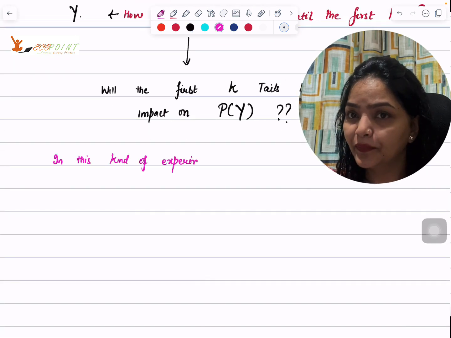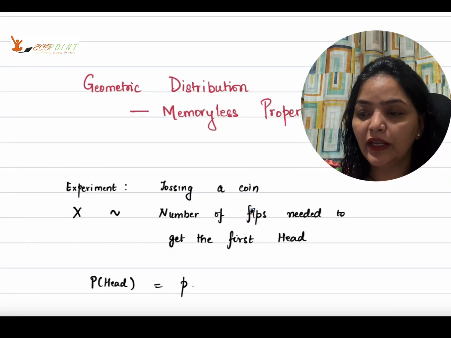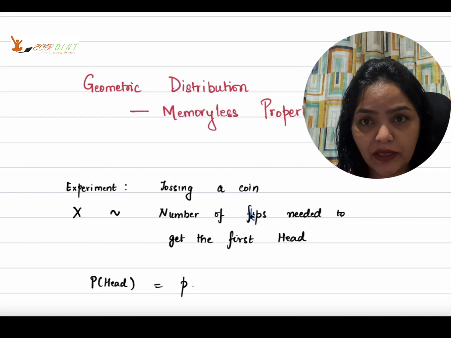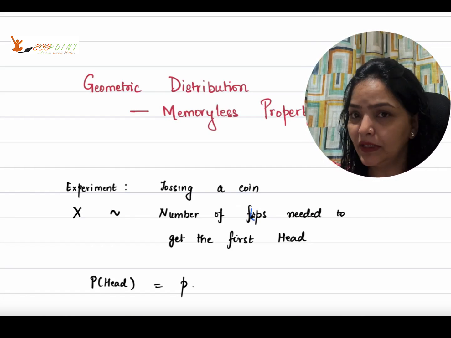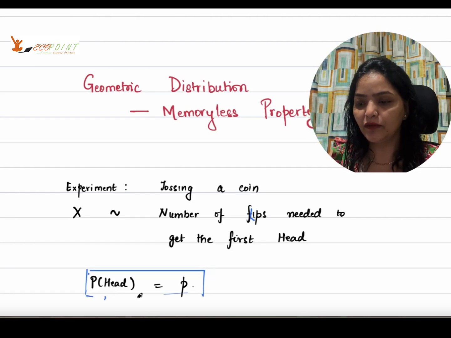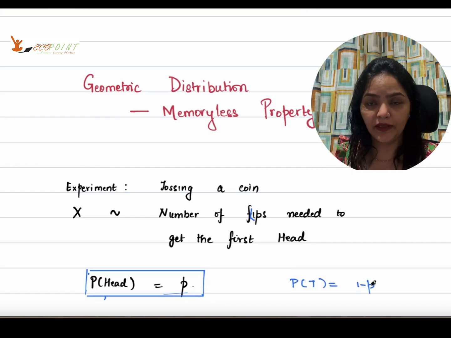So X is the number of flips that you need in order to get the first head. This is the random variable which will follow geometric distribution, right? Something that we already know of. Let's consider the probability of heads to be P. So automatically the probability of tail would become 1 minus P.